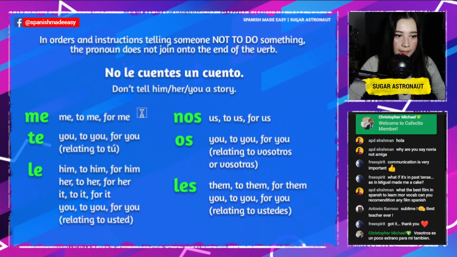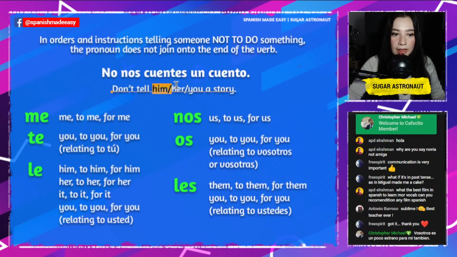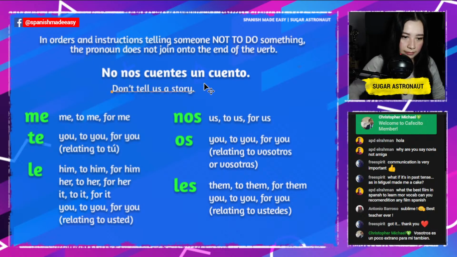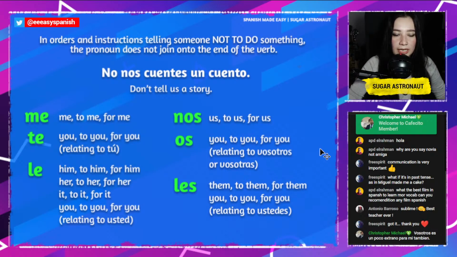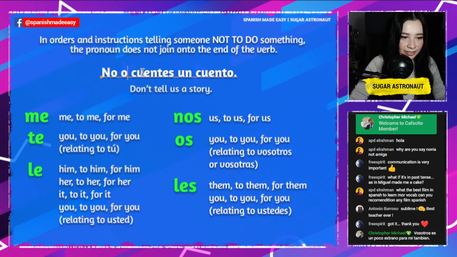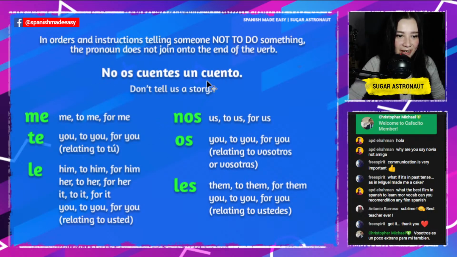And the next one is no nos cuentes un cuento. And this means don't tell us a story. Okay? No nos cuentes un cuento. Don't tell us a story. And the next one technically is os, the famous os. No os cuentes un cuento.